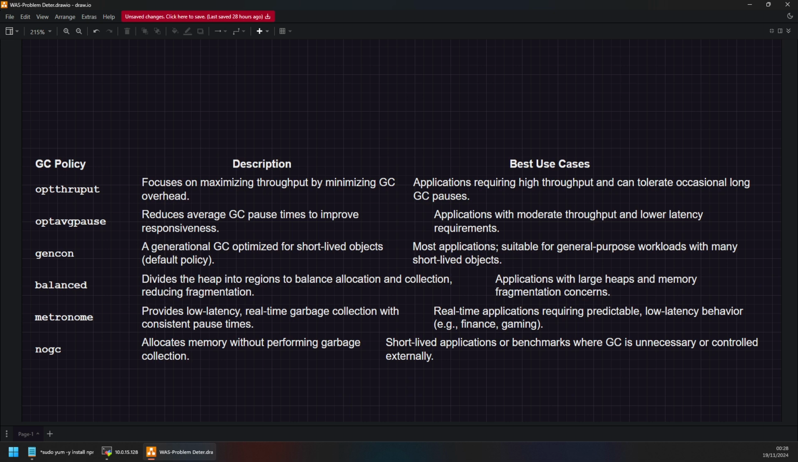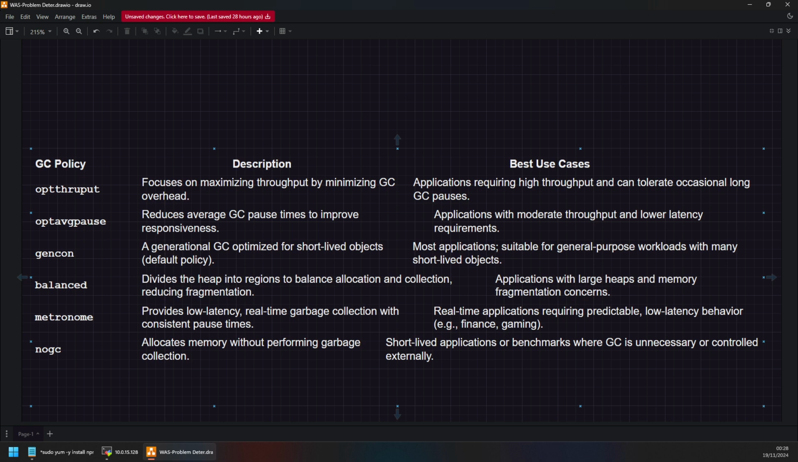You can use this in the case of a batch processing system or an application where throughput is important, not latency. Throughput should be more important than latency. So there would be a little bit of latency in terms of your application response time. So do remember this when you are going for optthruput.